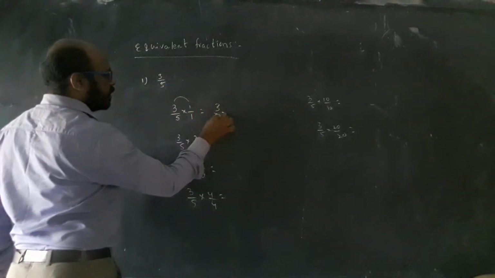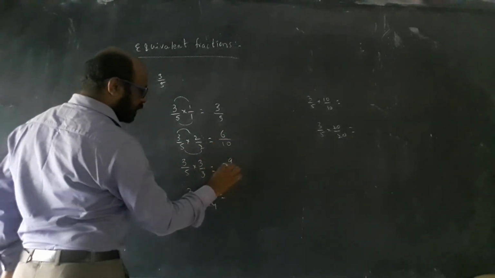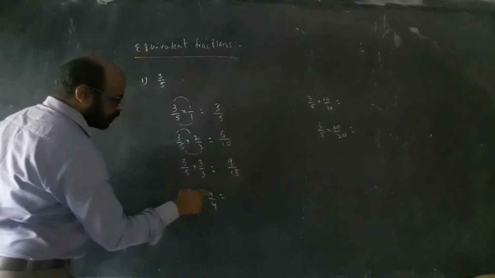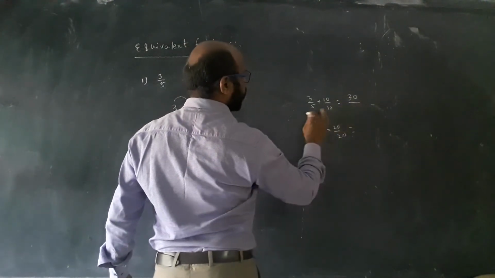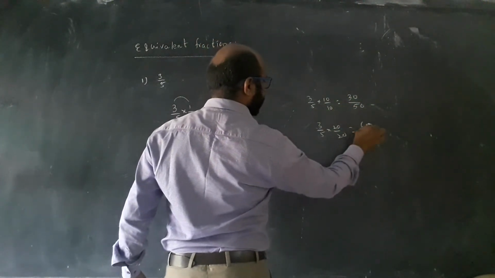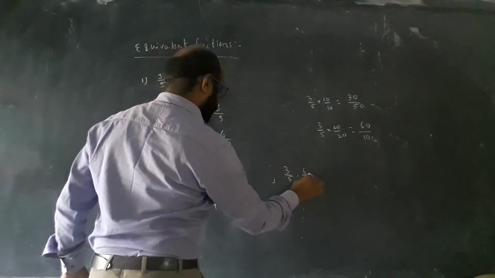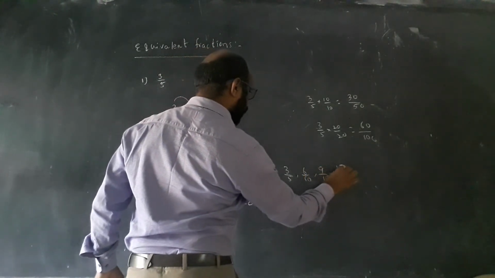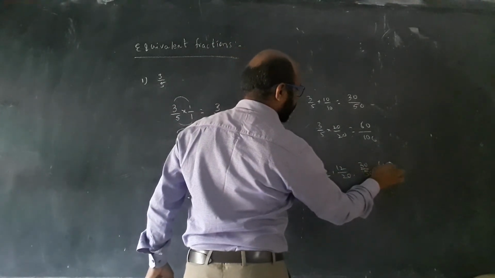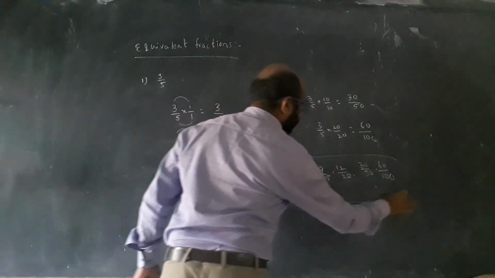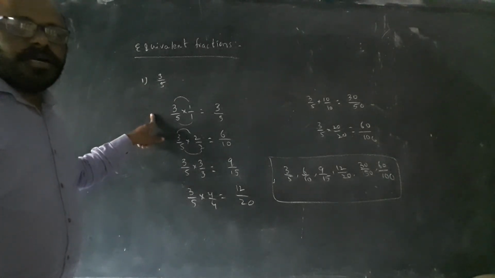See, 3 1s are 3, 5 1s are 5. Next 3 2s are 6, 5 2s are 10. 3 3s are 9, 5 3s are 15. Next 3 4s are 12, 5 4s are 20. Next 3 10s are 30, 5 10s are 50. 3 20s are 60, 5 20s are 100. So 3 by 5, 6 by 10, 9 by 15, 12 by 20, 30 by 50, 60 by 100: all these are equivalent fractions of 3 by 5.